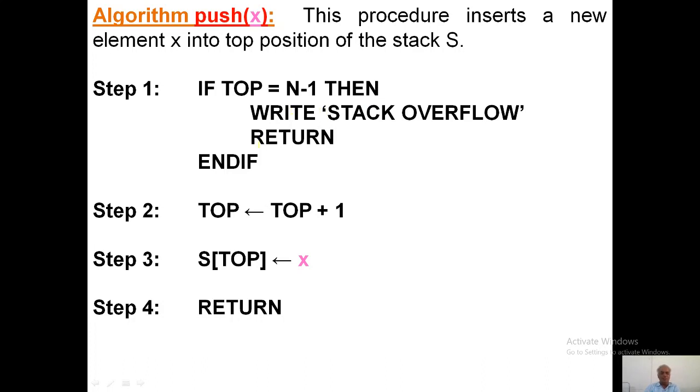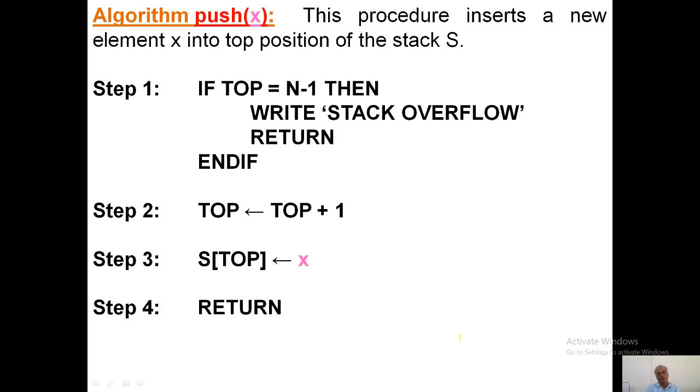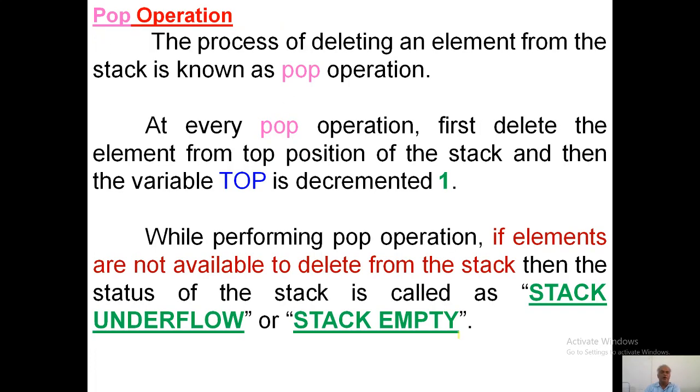If the stack is not overflow, then increment top by 1 position: top equal to top plus 1. Next, S of top equal to x. You insert the element into the top of the stack, then return. That is the algorithm for inserting an element at the top end using the push operation. So next one is the pop operation.